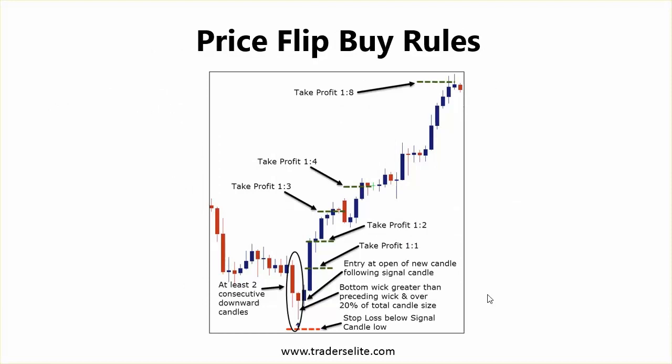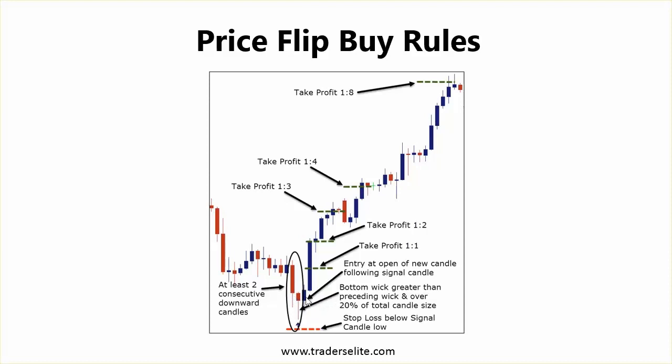So price flip rules, it doesn't matter if there's 3, 5, 10 consecutive moves to the downside, but at least 2. So here we have at least 2 consecutive moves to the downside. This one had a nice wick, but the preceding candle wasn't a downward candle. So here we have a sequence where we've got 2 candles in sequence to the downside, with the close being lower than the previous close. And the wick of this candle is bigger than the wick of this candle.